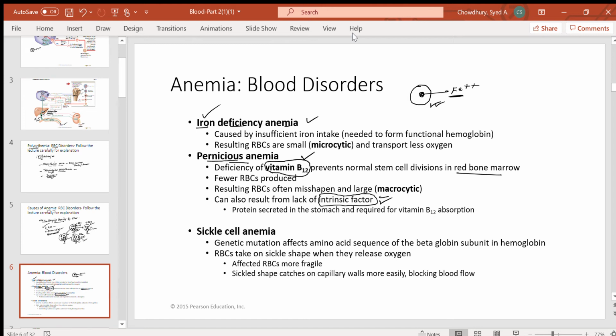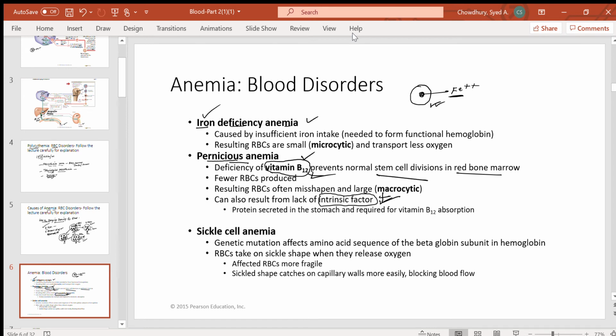Intrinsic factor helps in the absorption of vitamin B12 in the intestine. Okay, so if intrinsic factor is lacking, then vitamin B12 will not be absorbed from the food you eat, and the bone marrow will not be stimulated. So bone marrow stimulation will not occur to produce new red blood cells from the stem cells. Make sense?